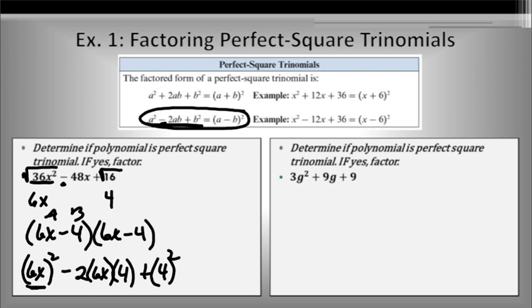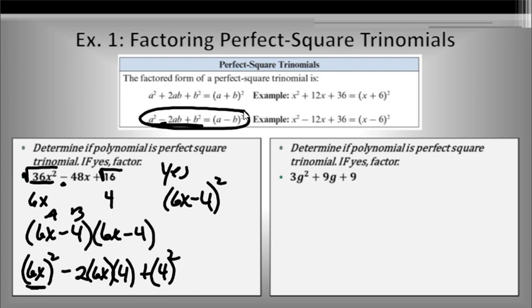Here's your 36x squared. 2 times 6 is 12. 12 times 4 is 48x. And then 4 squared is 16. So our answer, yes, this is a perfect square trinomial. Our factored binomial would be 6x minus 4, and this would be squared.